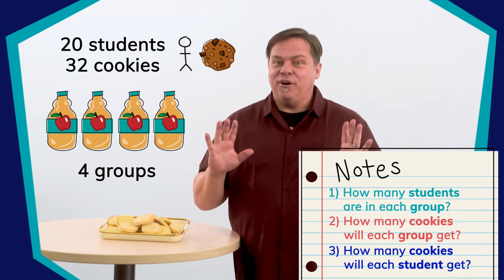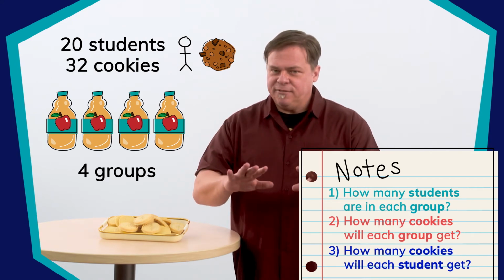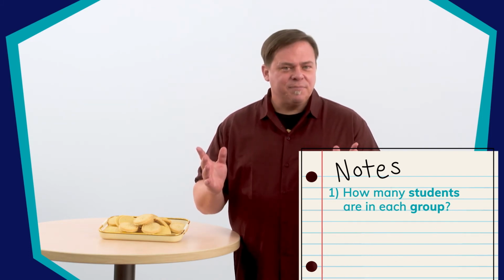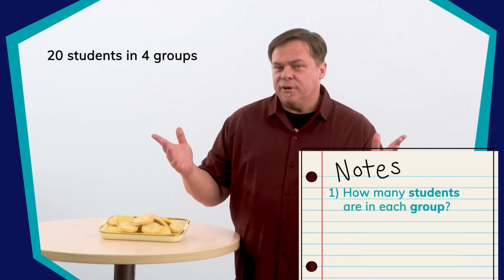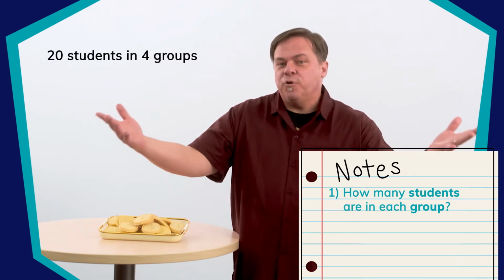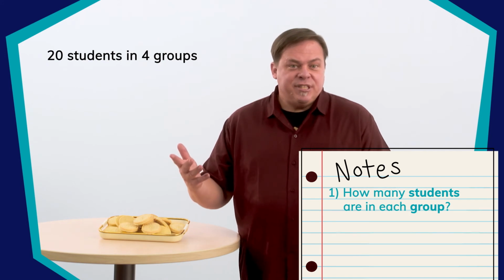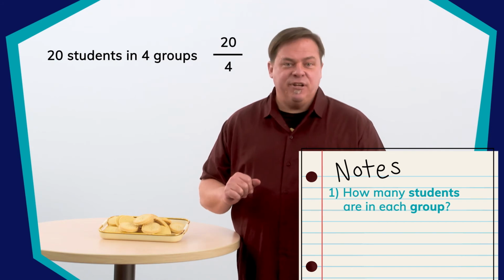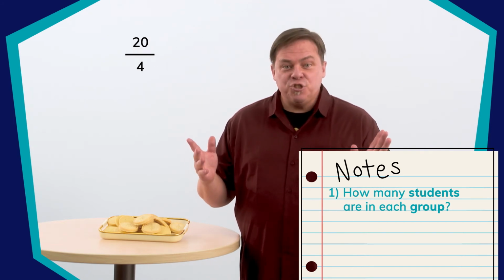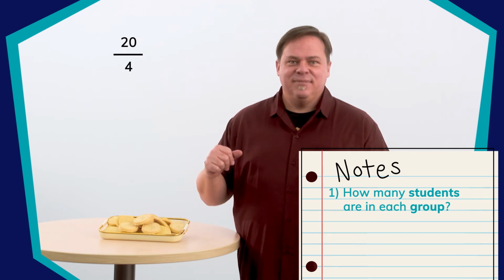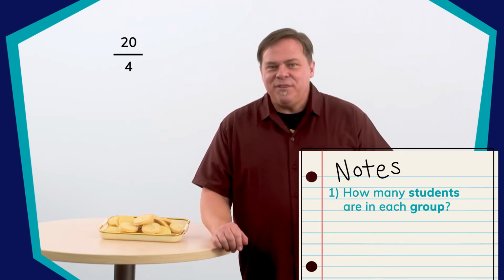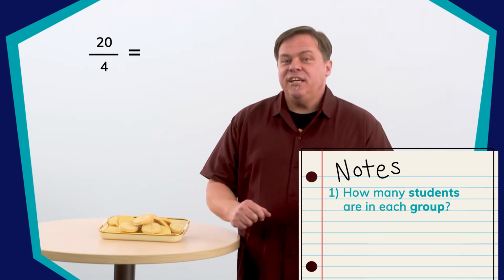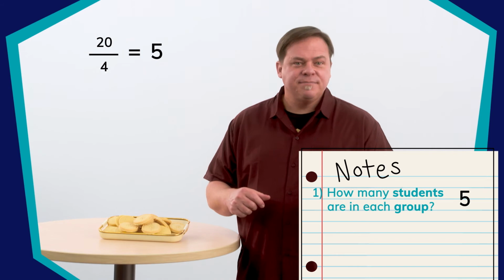There's a lot of parts to this problem, so let's break it down step by step. First, let's set up the groups. We divide 20 by 4 to get 20 students in 4 groups. Let's represent that as a fraction, 20/4. If we're satisfied with that, there's my answer. Each group has 20/4 students. I need an easier number to work with, but I know 20/4 is the same as 5. Each group has 5 students.